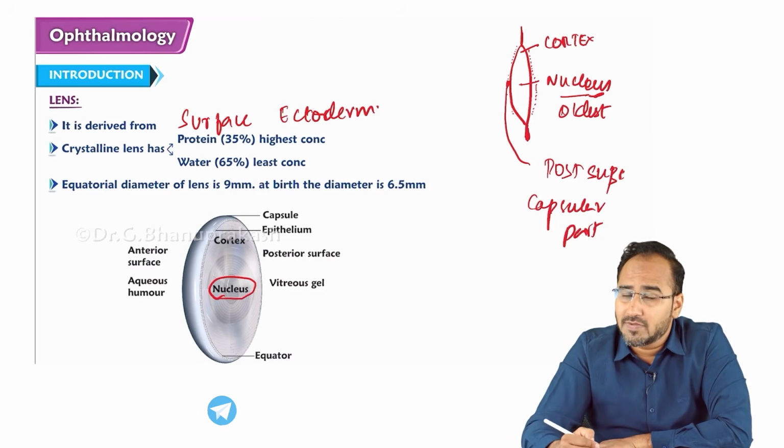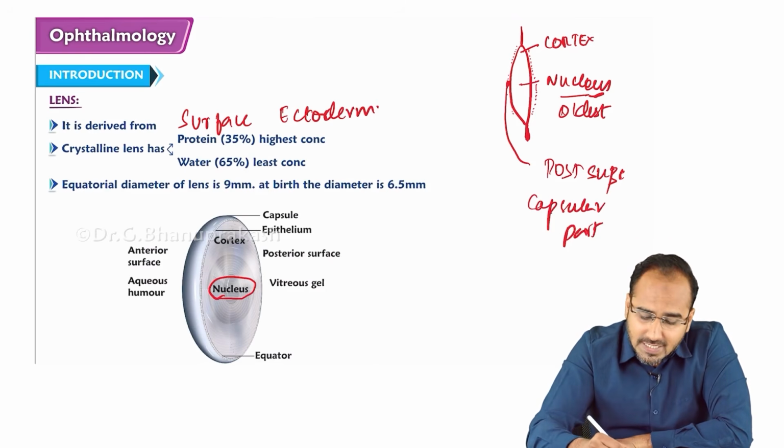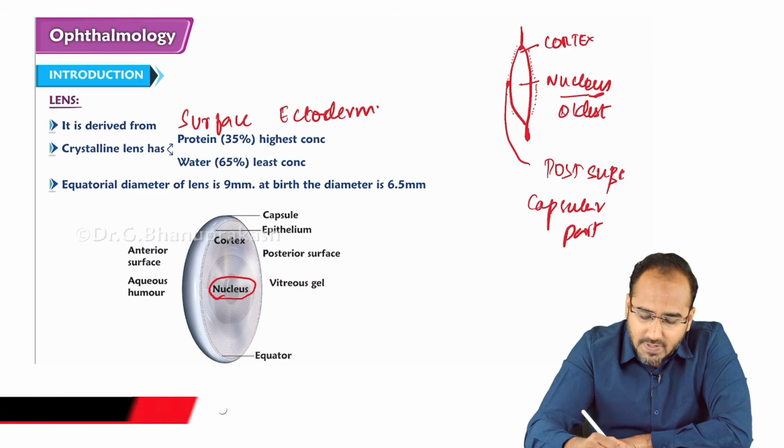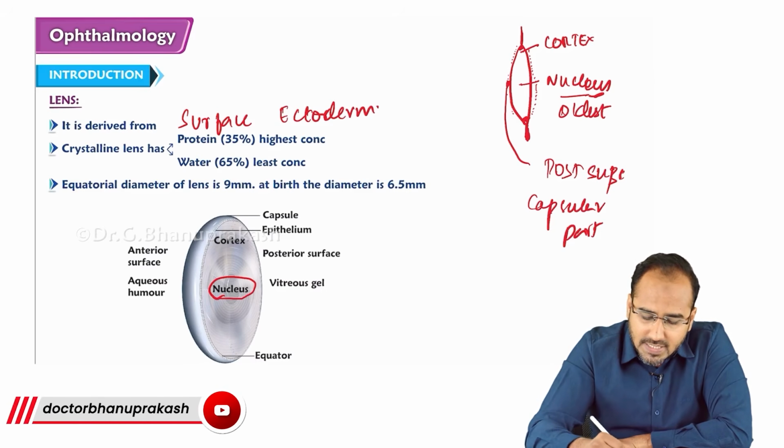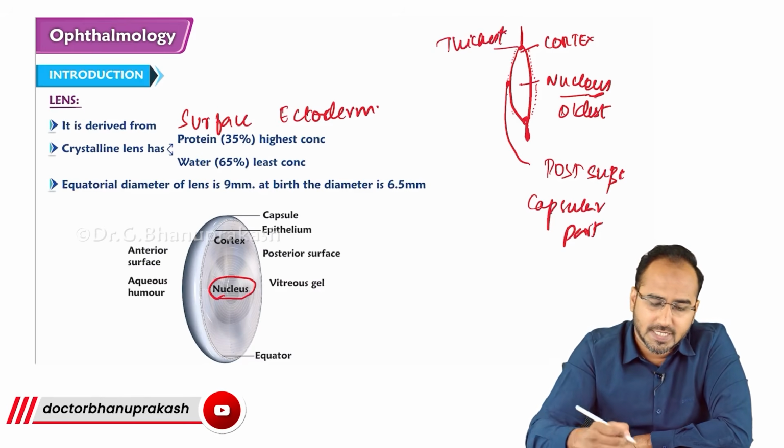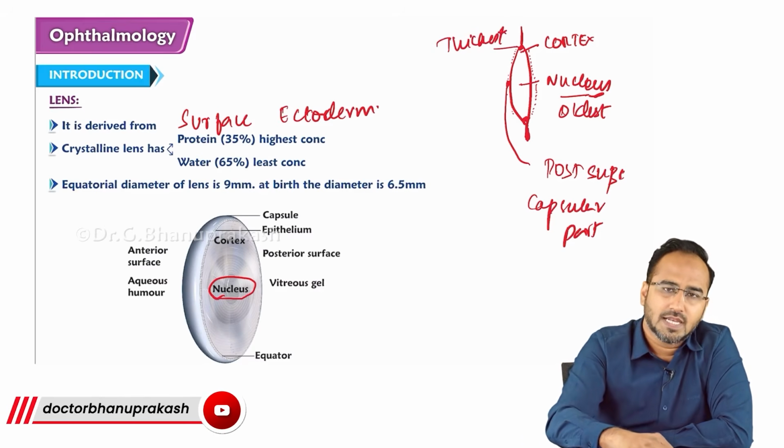What is the thickest part of the lens? The lens is thickest at the equator. This is the equatorial region of the lens. This is regarded as the thickest part of the lens.